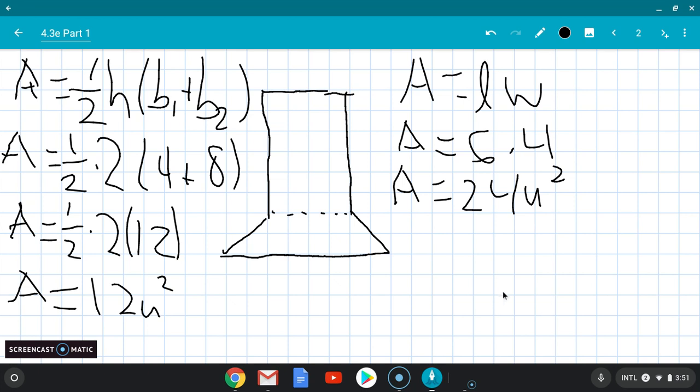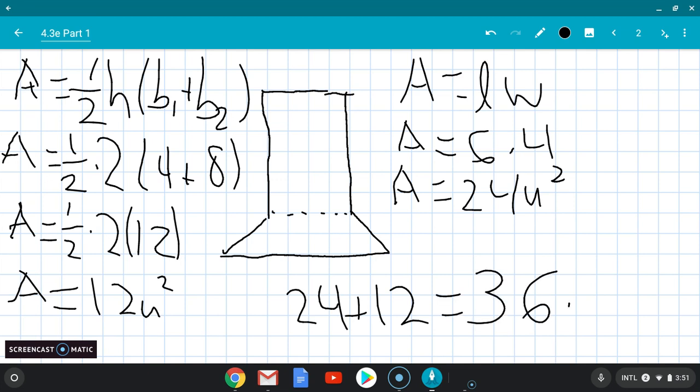You should get an area, in this case, of 12 units squared. So the area of our trapezoid is 12 units squared. But remember, we're asked to find the area of the entire composite figure. So now all we have to do is add the area of our rectangle and the area of our trapezoid, 24 plus 12, and we get an area of 36 units squared.